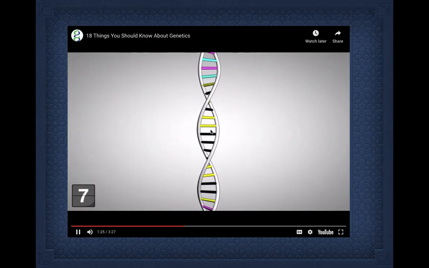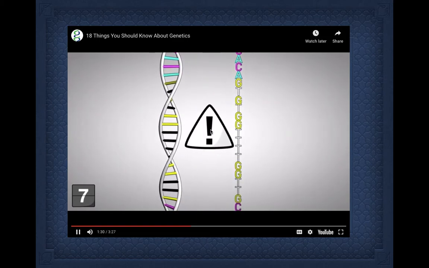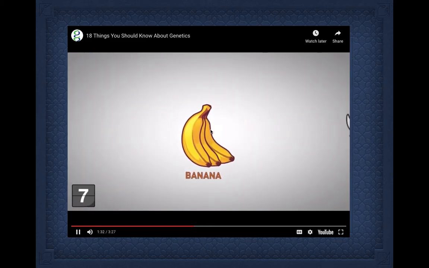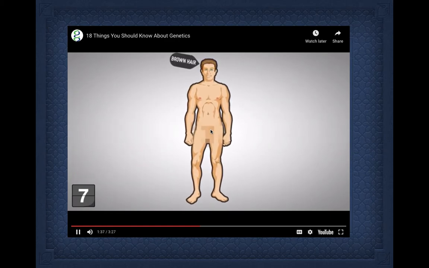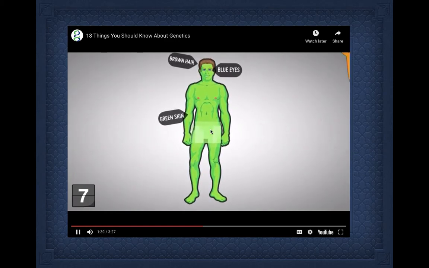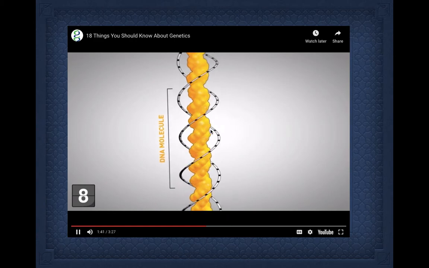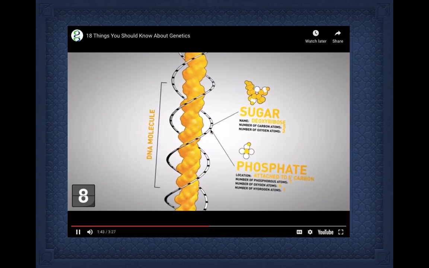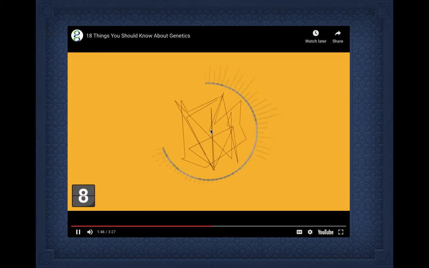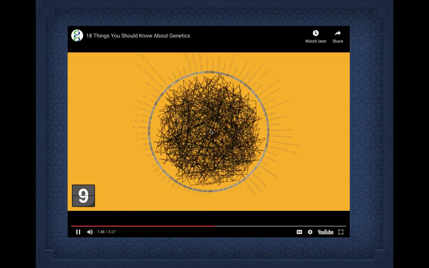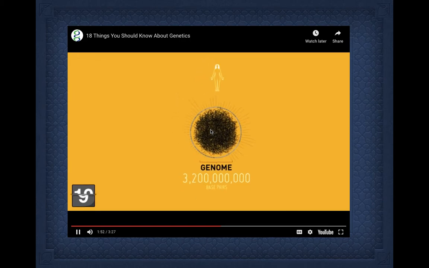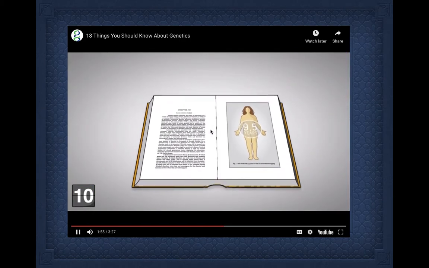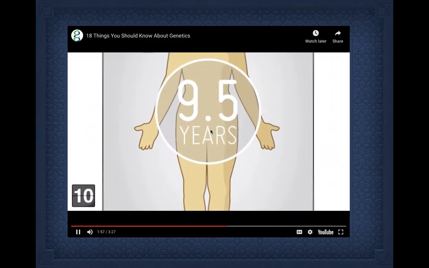The particular order of A's, T's, G's, and C's is extremely important as it determines whether you are a banana, rhinoceros, or a human. It also determines whether you have brown hair, blue eyes, or green skin. The sides of the ladder are made of alternating sugar and phosphate molecules. The entire DNA sequence is called a genome, and in humans is 3.2 billion base pairs. This would take 9.5 years to read out loud without stopping.